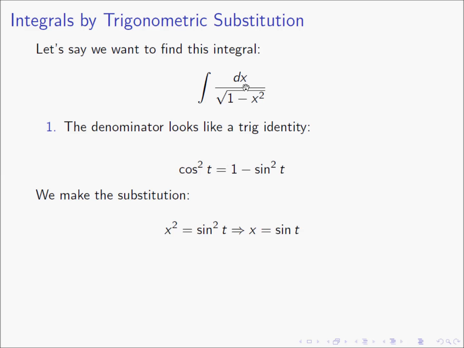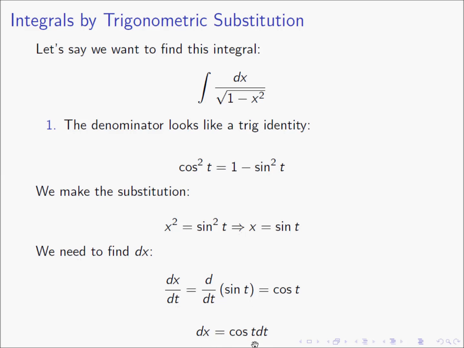We also need to substitute dx. To find dx, we take the derivative of x with respect to t, and that will be the derivative of sine of t, that is cosine of t. So that means that dx is cosine of t dt.